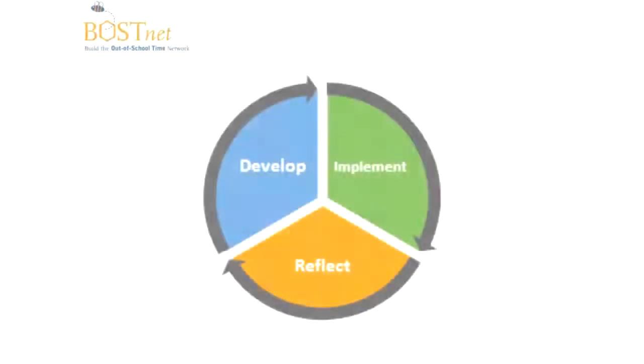Now we're going to take a deeper look at the CQI plan. The continuous quality improvement process includes three key areas: develop, implement, and reflect. It is vital to do each of these three parts to really engage in quality improvement. You can develop your plan, check off the box that the requirement's done, but unless you implement the action steps and reflect on the progress of these action steps, you're not really improving the quality of your program.